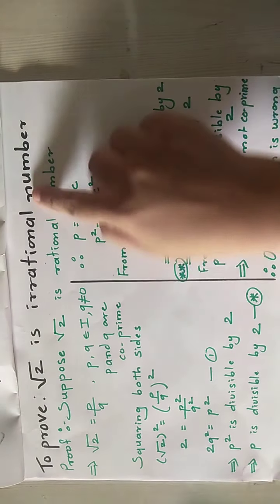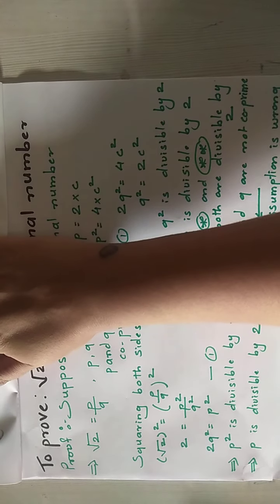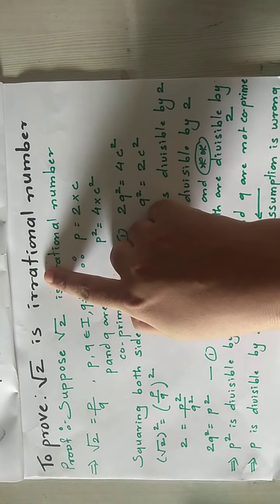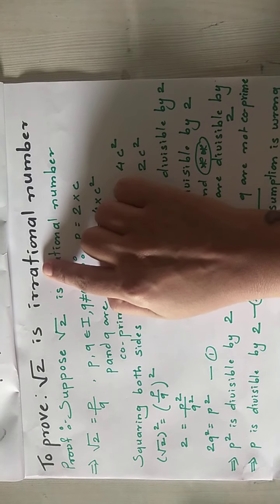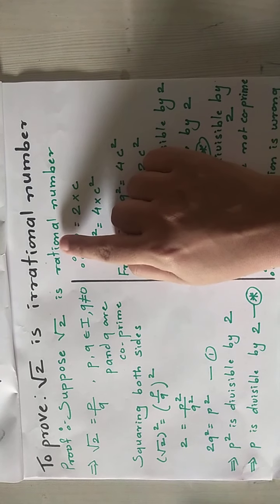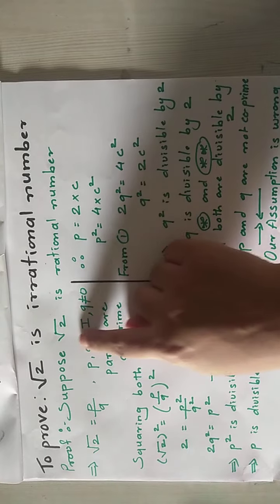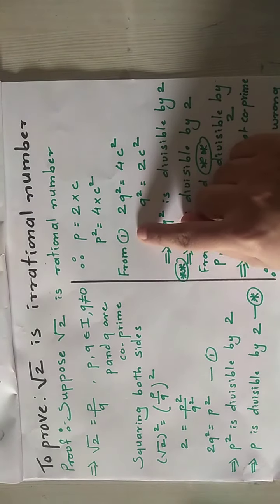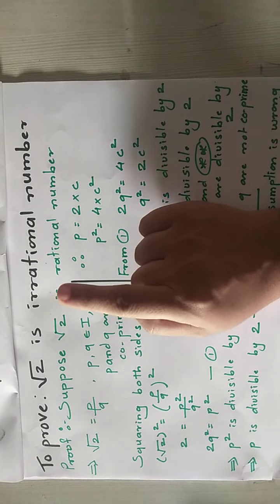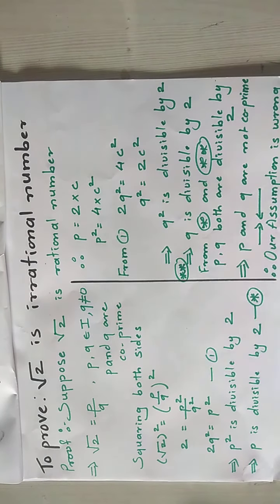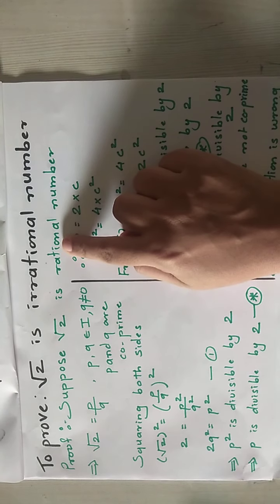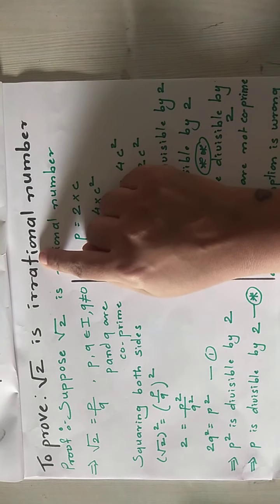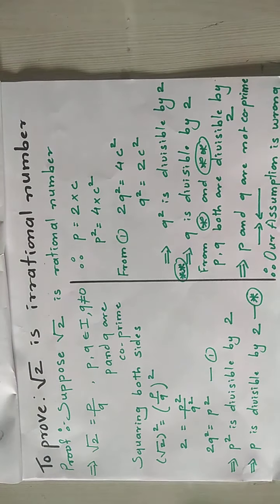Now, to prove root 2 is an irrational number, we'll be using a contradictory method, a method in which you assume the opposite of the statement to be proved. Suppose for example they say prove it is irrational, we will assume that it is rational. And we will continue with the proof, and when we continue, we should get a wrong statement. And the moment we get a wrong statement, we will say that our assumption is wrong. That means it is not a rational number, it should be an irrational number. Such a method is called the contradictory method.